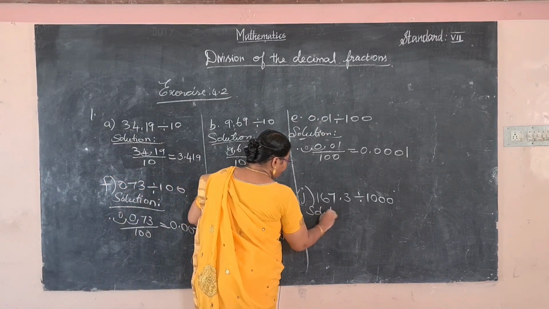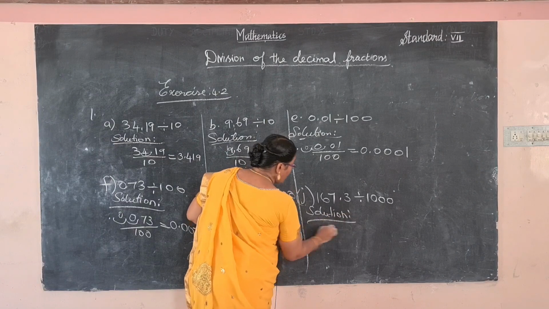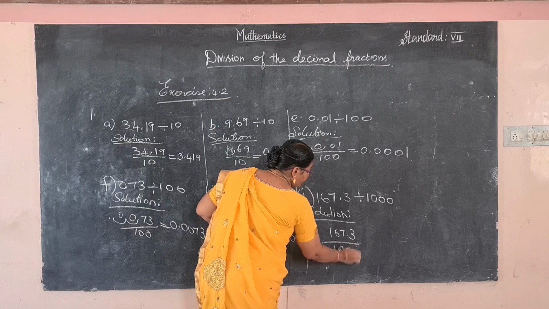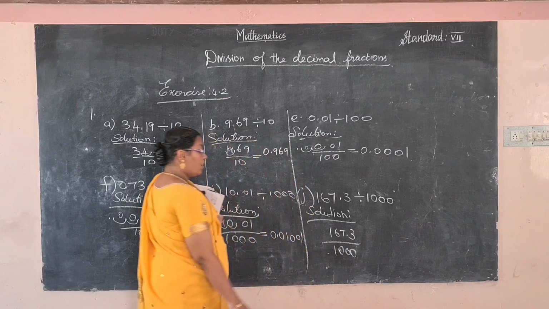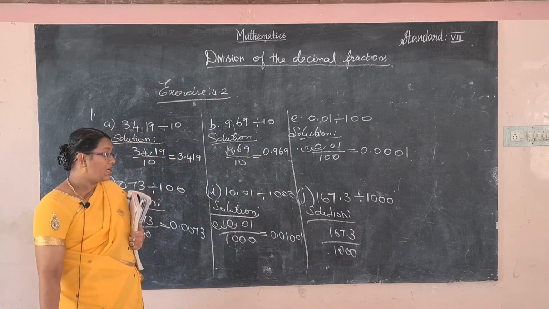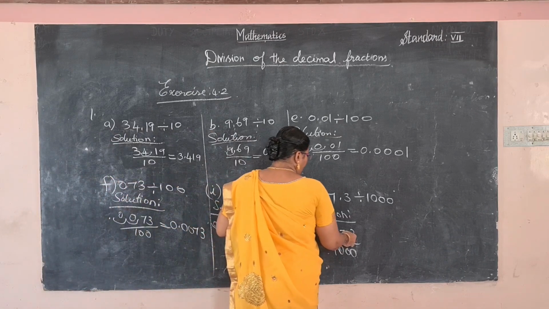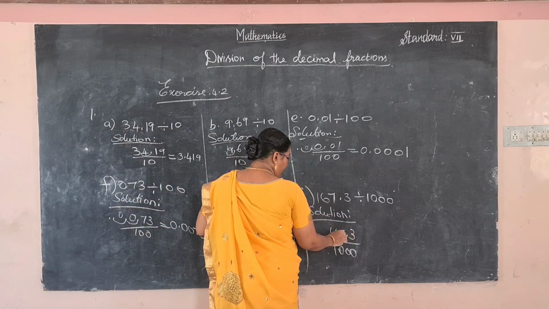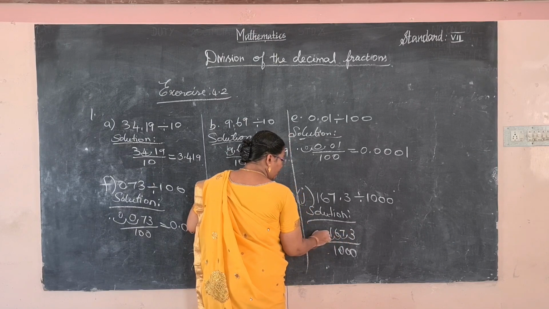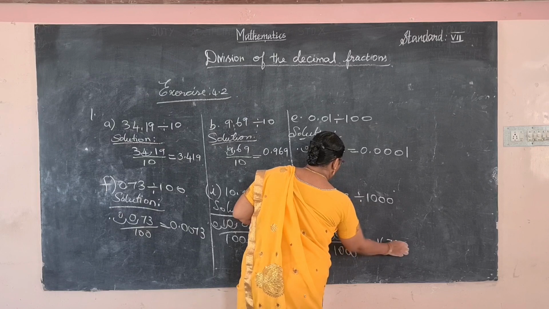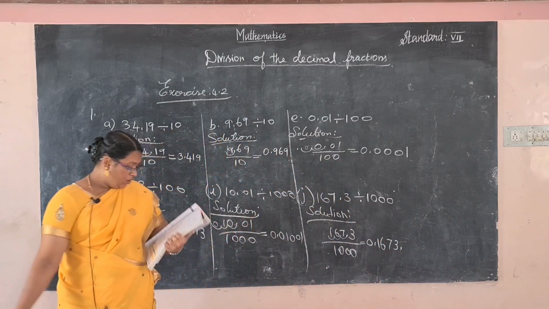Okay, and next one, 67.3 divided by 1000. So how many zeros in the divisor? 3 zeros. So the decimal point moves to the left side 3 places. 1, 2, 3. So the answer is 0.0673. Okay, so the remaining problems are homework.